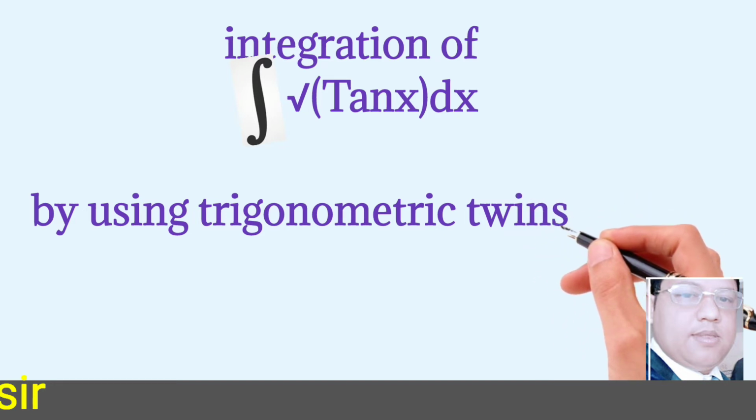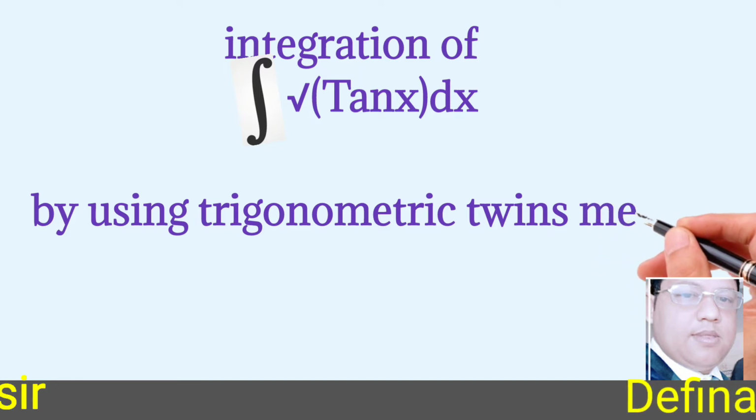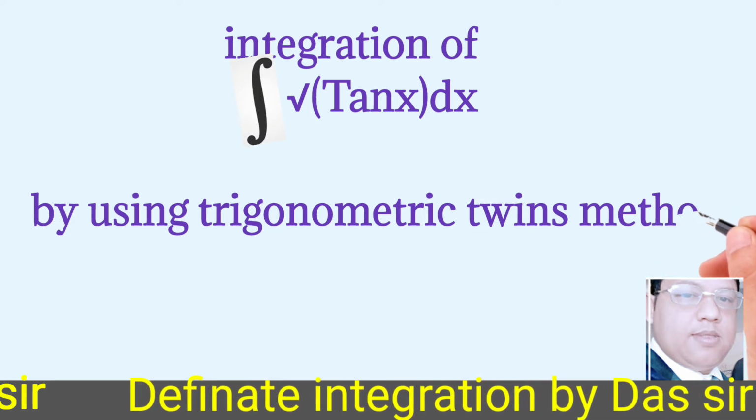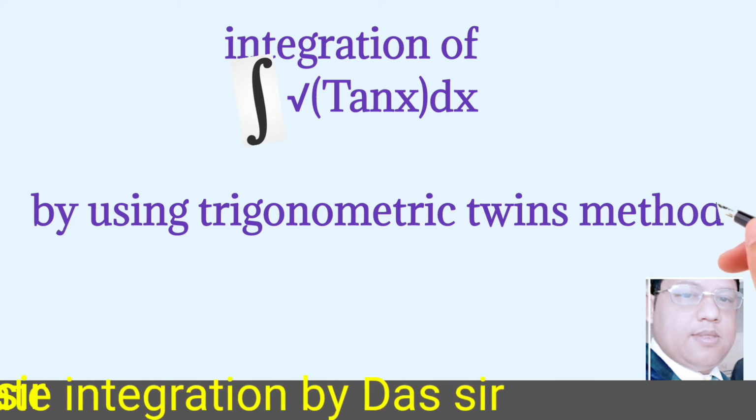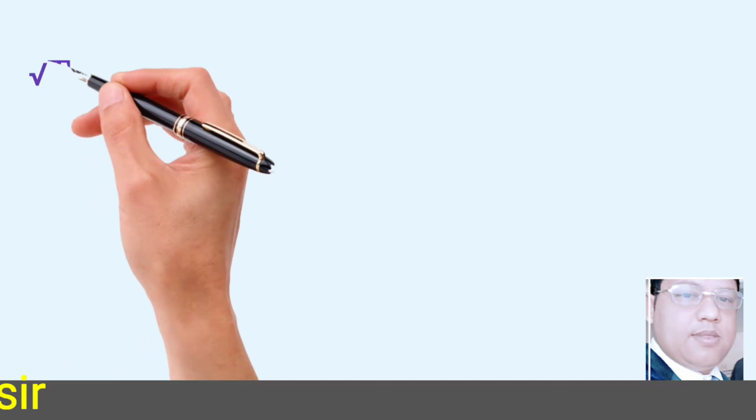So using the twins method, I have to solve the integration of square root of tan x. According to the twins method, if any part is a plus b, the other part should be a minus b. So it is called the twins method. So look, my students, I have to solve the equation.